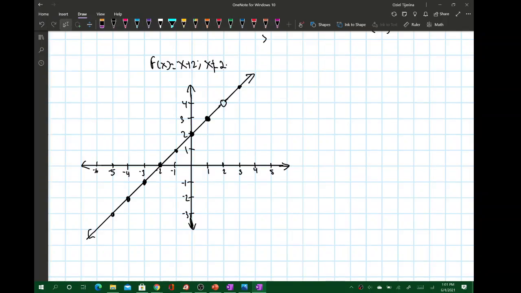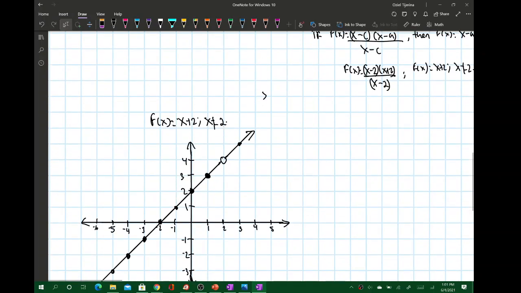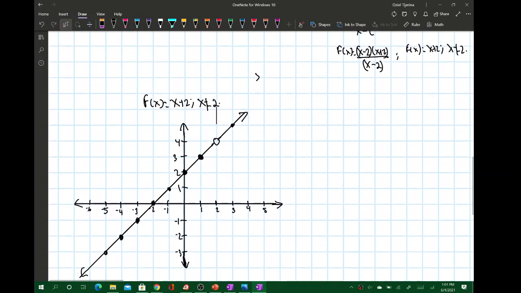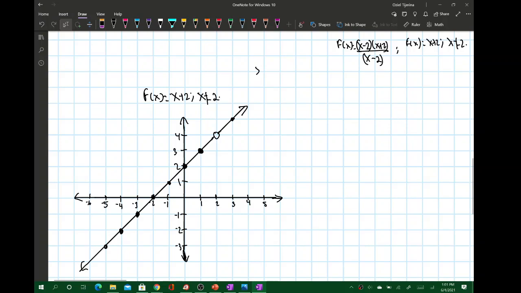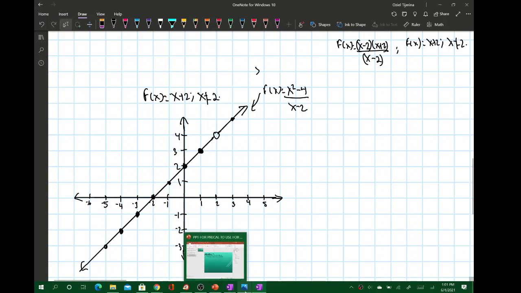So this would be the graph of f of x equals (x squared minus 4) over (x minus 2). It would be undefined. And this is really just f of x equals (x squared minus 4) over (x minus 2). It would be undefined at x equals 2. Okay, that's all that means.